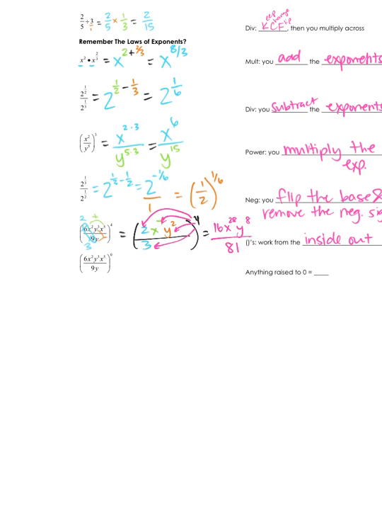And then our last rule, anything raised to the 0 is 1. So we could simplify all of this in the middle right here, which we already have. We know it's 2x to the 7th y squared over 3. But as soon as we raise it to the 0 power, it just becomes 1.